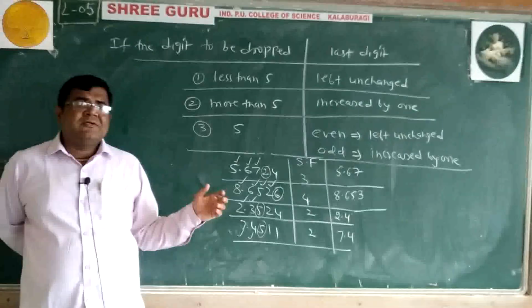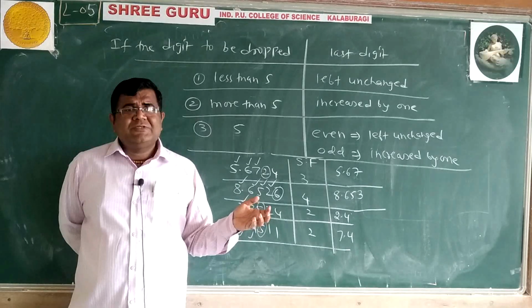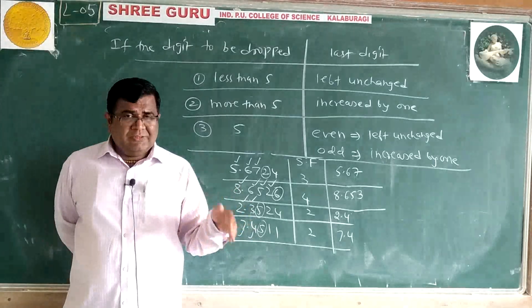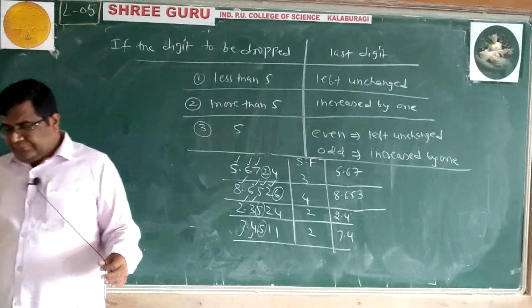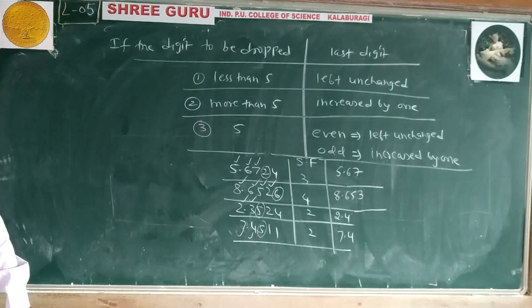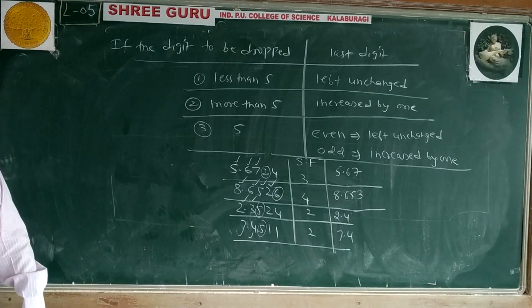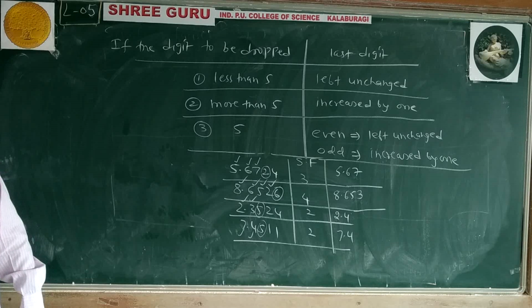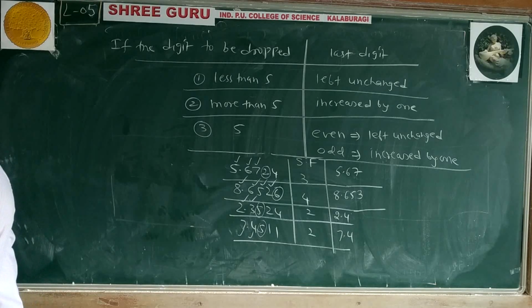Why did they make certain rules? So that there should be uniformity in our reporting, otherwise it would be difficult to get the same result throughout the scientific community. So to have some uniformity, they have made this rule. Now I will give you three questions so that our understanding will be more clear.